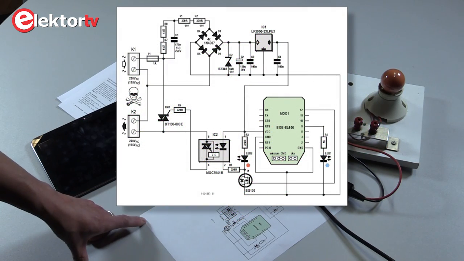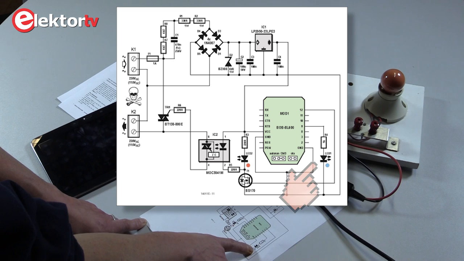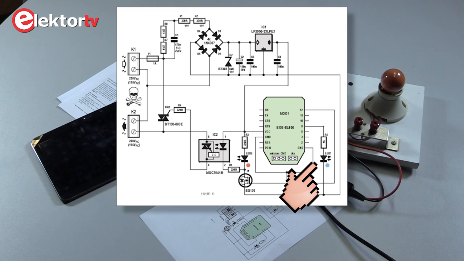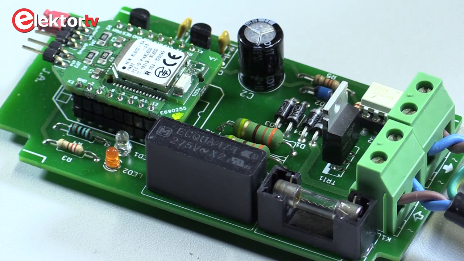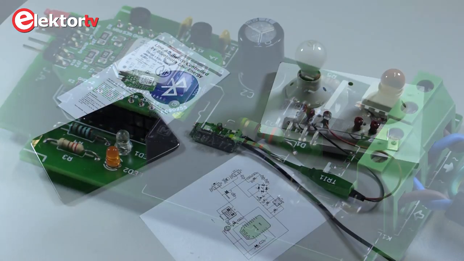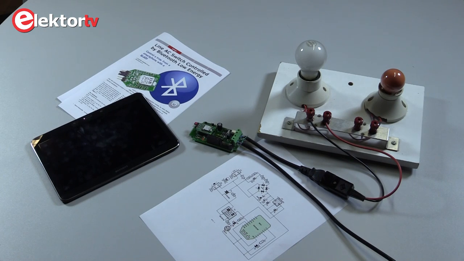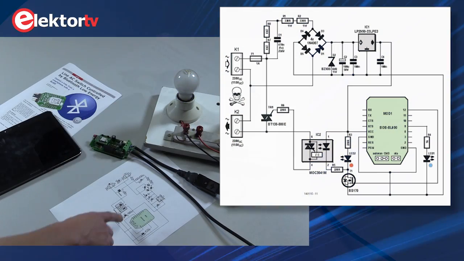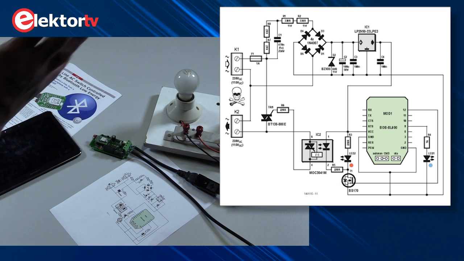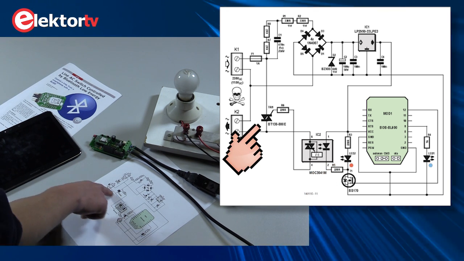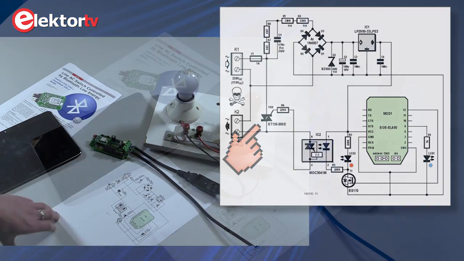There are two LEDs in the schematic. Here this LED 1 signals if there's a connection between the module and an Android device in this case. As you can see here, the blue LED is blinking, meaning that there's no connection with an Android device at the moment. There's a second LED that will signal if the lamp is switched on. The lamp will be connected here via this triac.